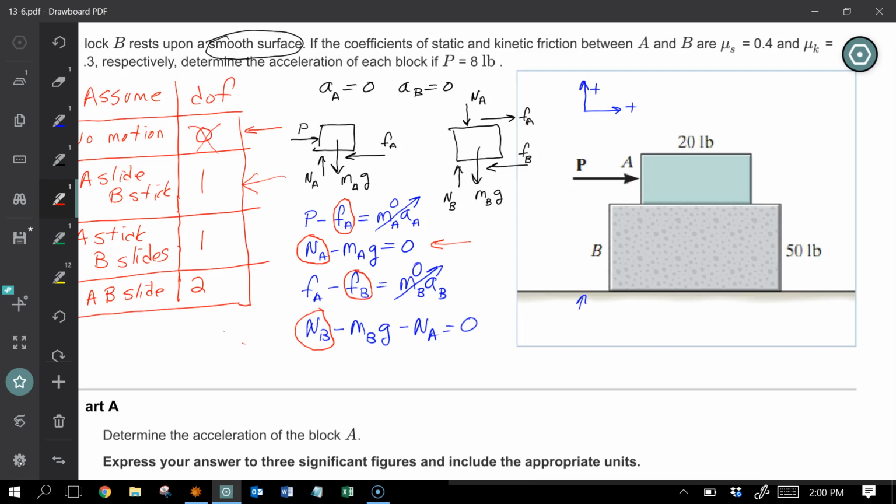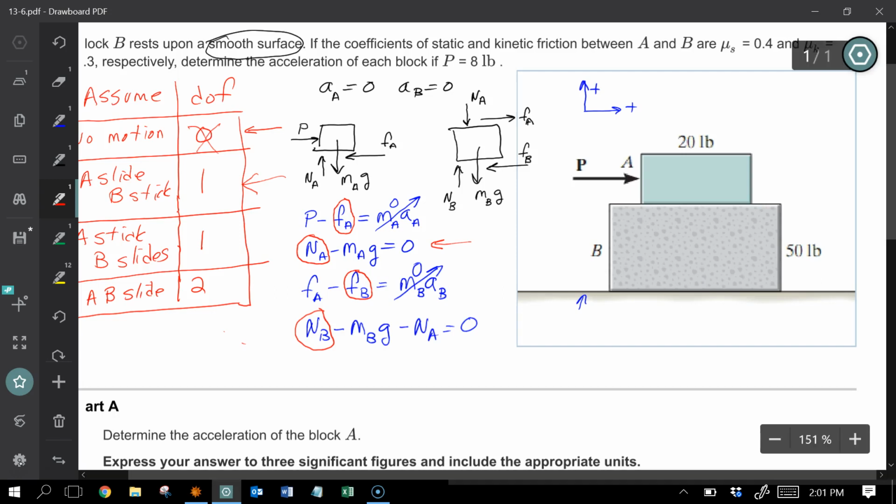Okay, so here we're still going to draw a free body diagram. Do you believe that A sticks to B and they slide? In other words, it's possible that this could happen. Well, no, I'm sorry, if there's no friction under B, that one can't happen, because B will definitely move. A could be sticking on B and B slides, or it's possible that both A and B slide.